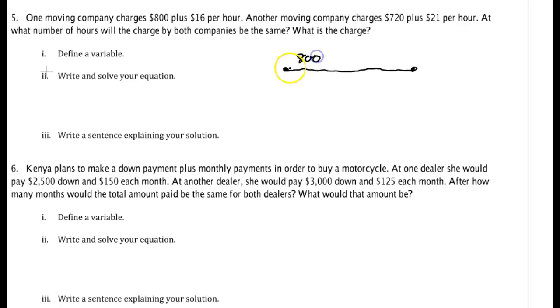So this one's like $800 to start off with, right? And charges $16 per hour. Again, I'm using 16H. After 1 hour, it's going to be 16 plus 800. After 2 hours, it's going to be 32 plus 800, and so on. And then we have the other company, 2 companies, just like the last problem. This one only $720, but charges $21 per hour, so 21H. So very similar. Variables on both sides and how you solve everything.